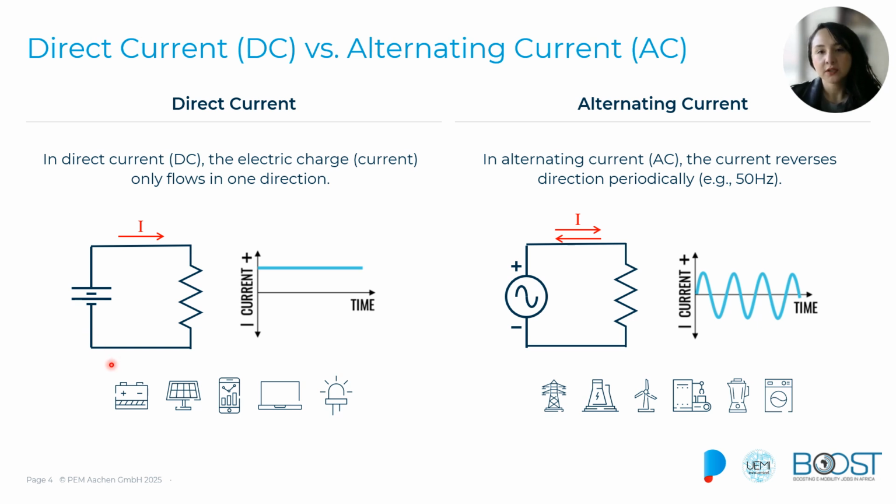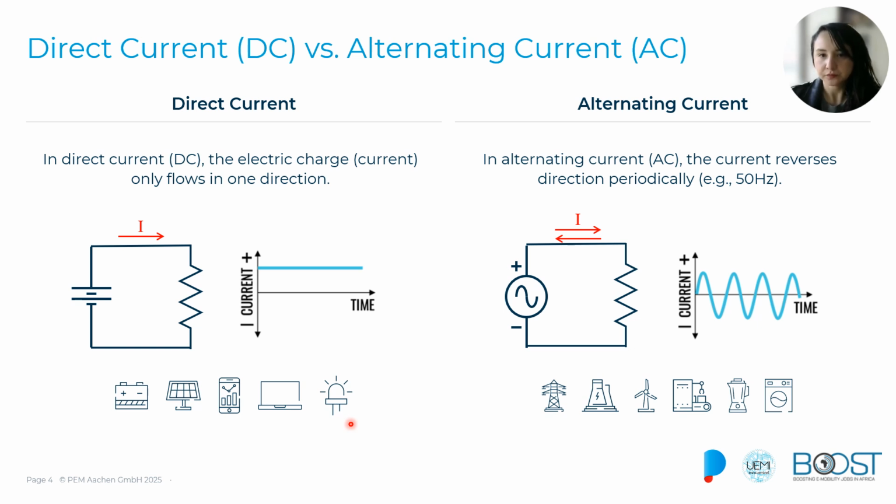Batteries, as I was mentioning, are one of the examples of power sources that work in DC, but we also have, for instance, solar panels that provide a DC voltage. Some of the applications that use this type of current are cell phones, portable devices, and LED lighting, for instance.